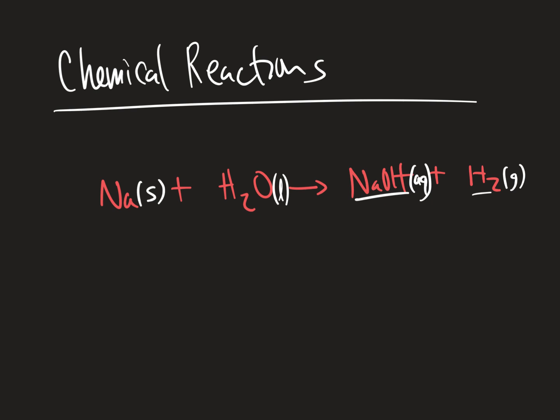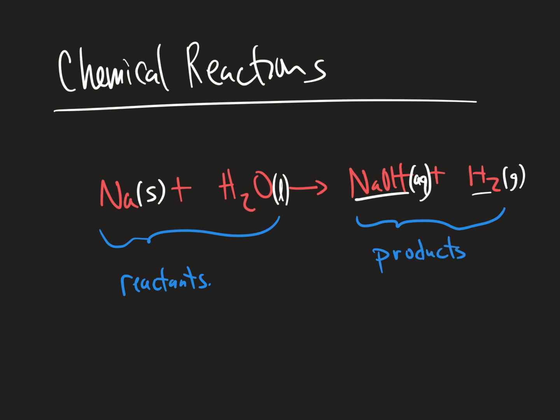So this is an example of a chemical reaction. The compounds or elements or substances on the left side we call the reactants. Does that make sense why we call it reactants? Because the sodium reacts with the water. What do we call the guys on the right side? The products, because they are produced after the reaction. Good? Any questions about just general chemical reactions?